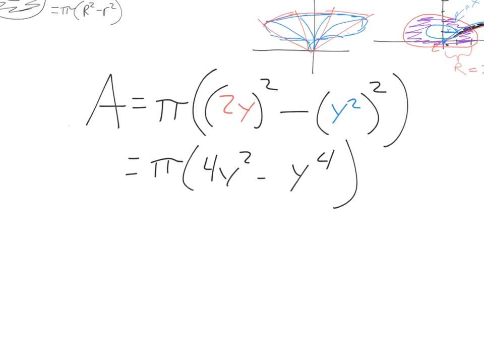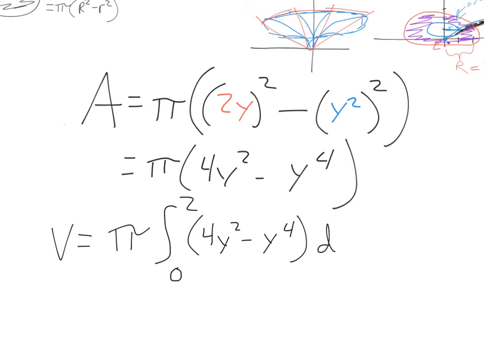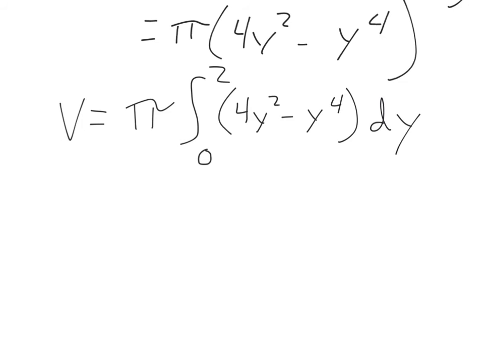So when I go to write my integral, the volume will equal pi, which is just a constant, I can leave it out front, the integral from 0 to 2 of 4y squared minus y to the fourth dy. And now I'm ready for the math. So let's just go ahead and do it.